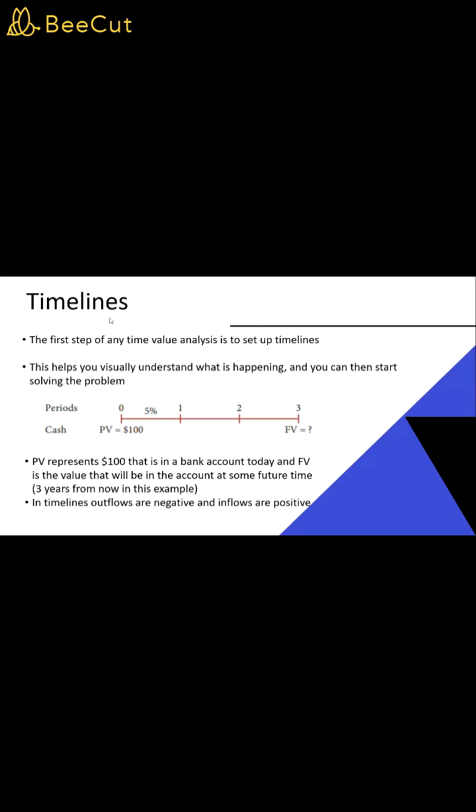Now, in general, if there is an inflow or you're putting money in, then that is shown as a positive amount. But if money is going out, then that is shown as a negative amount on a timeline.